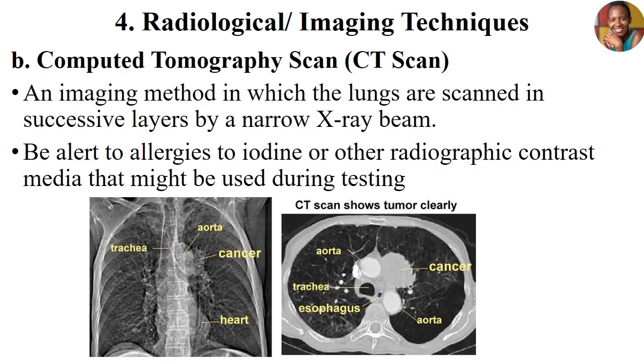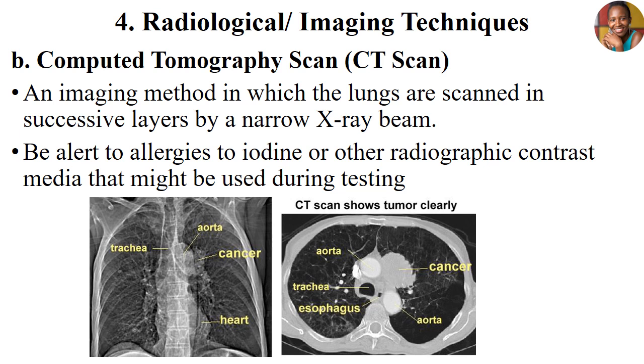Then the second type of imaging technique is the computed tomography scan, or what we also call CT scan. So this is an imaging method that we also use, and we do this in successive layers. We also use X-ray beams, but the main thing is we first introduce the radiographic contrast media before we go in with the X-ray. The radiographic contrast mainly helps us identify where the main problems are. So we could use iodine, which is the commonest radiographic contrast media that we use, or any other.